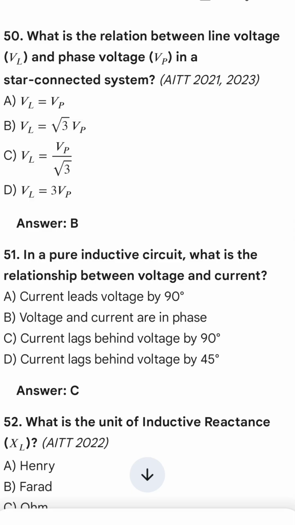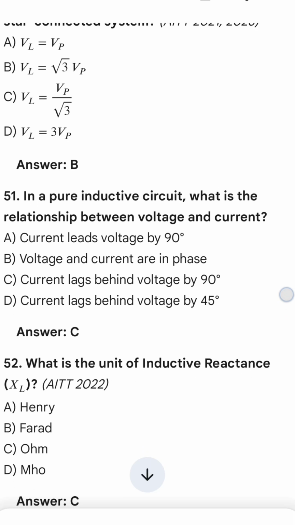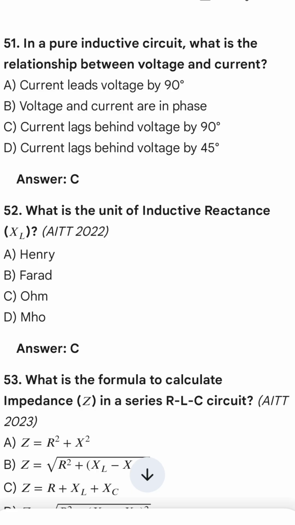Option B, VL is equal to √3 VP, is the correct answer. Question 51. In a pure inductive circuit, what is the relationship between voltage and current? Option A, current leads voltage by 90 degree. Option B, voltage and current are in phase. Option C, current lags behind voltage by 90 degree. Option D, current lags behind voltage by 45 degree. Option C is the correct answer.